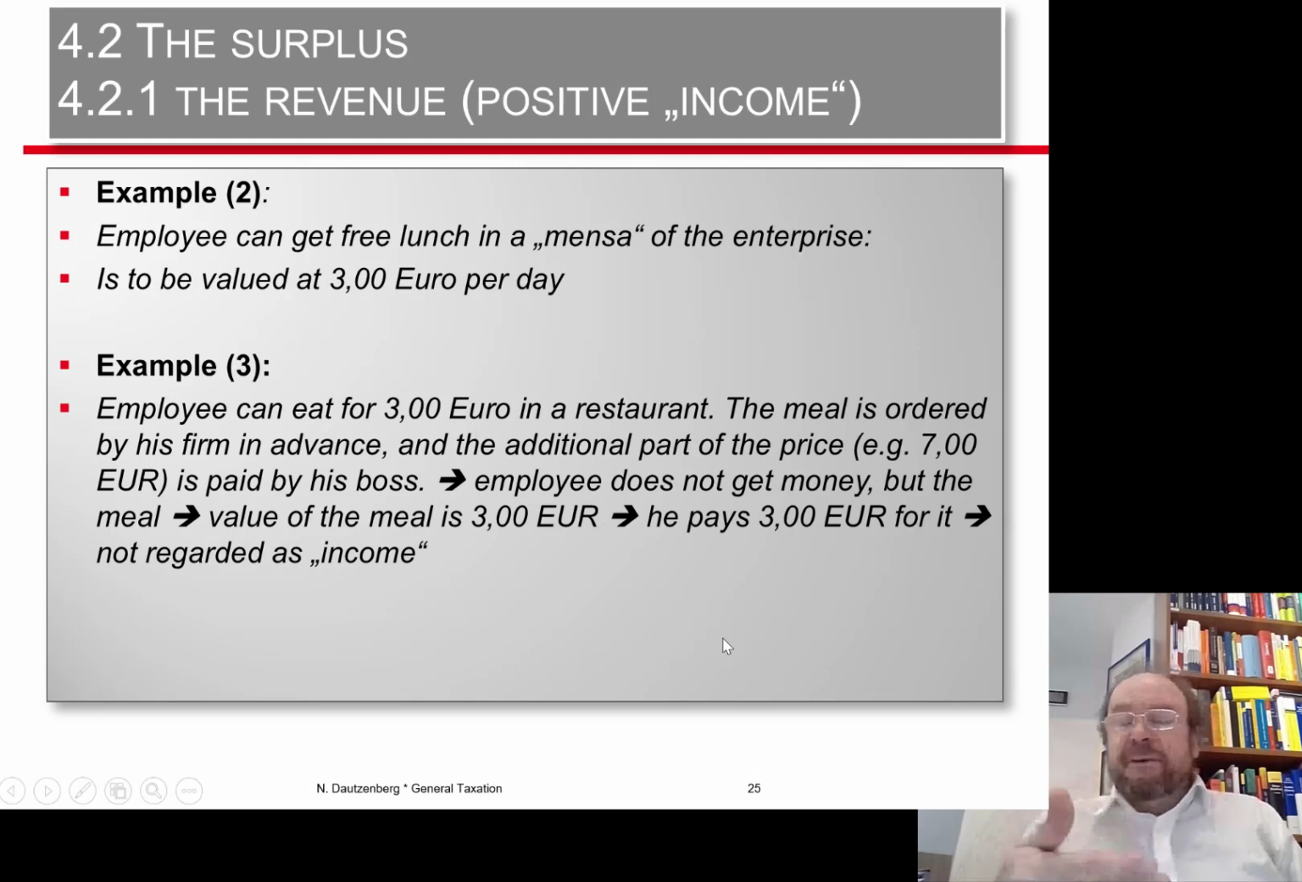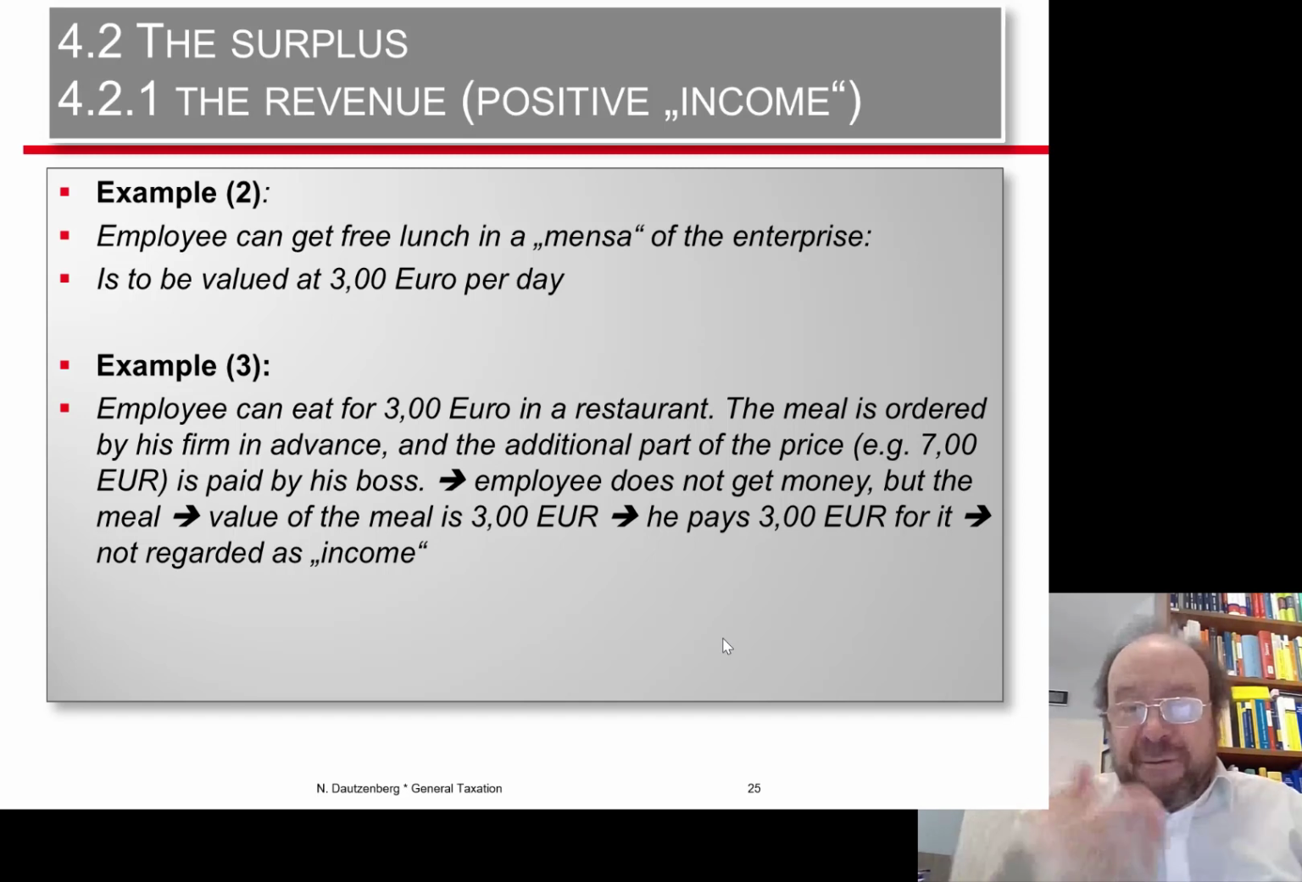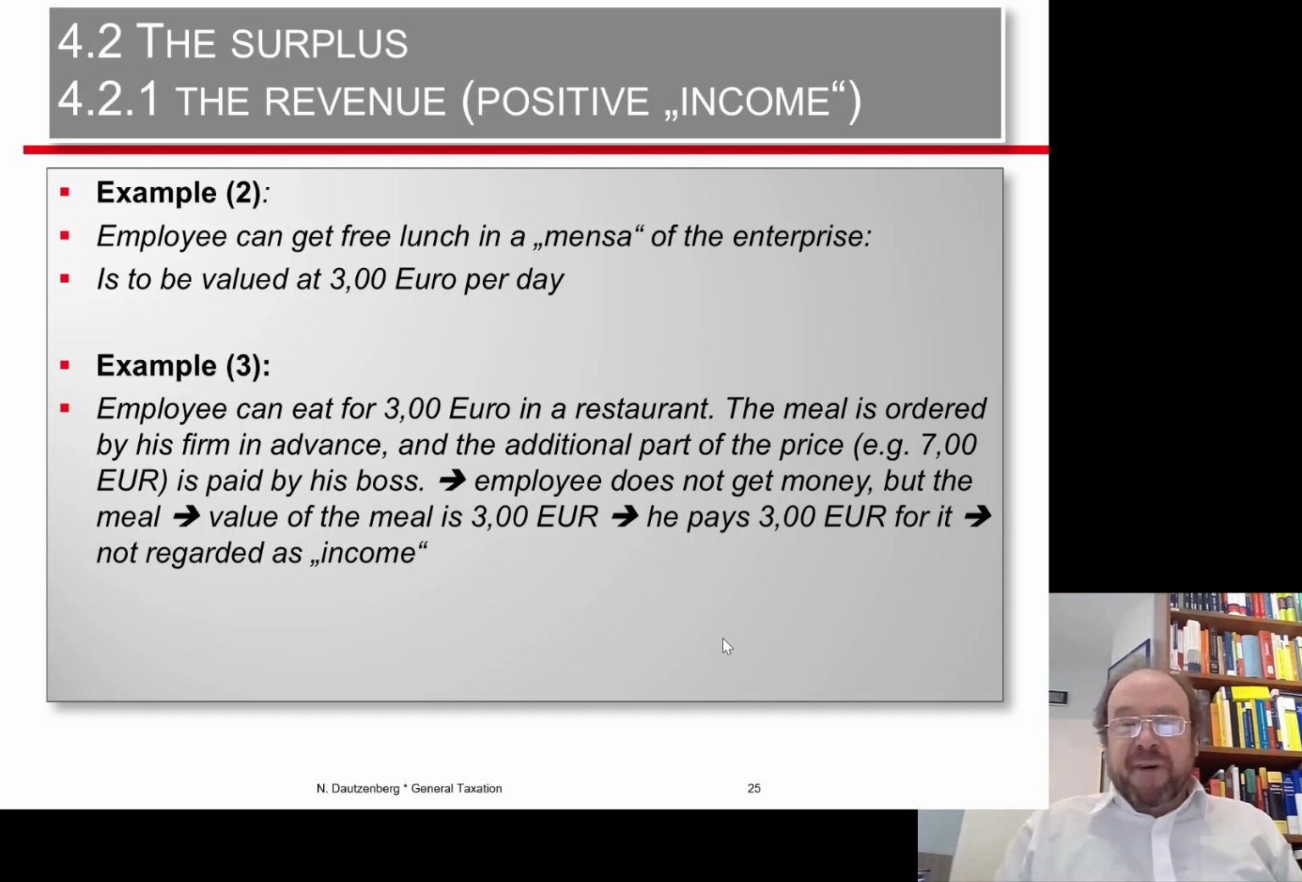Or you can get a free lunch in a Mensa of the enterprise, which has to be valued at €3 per day, and that is then an additional revenue which has to be deducted. By the way, some months ago in 2020, there was a court decision where there was a dispute if it is really necessary that the employee has eaten up the meal, or if it is sufficient that it was offered to him or her to form an additional financial advantage.